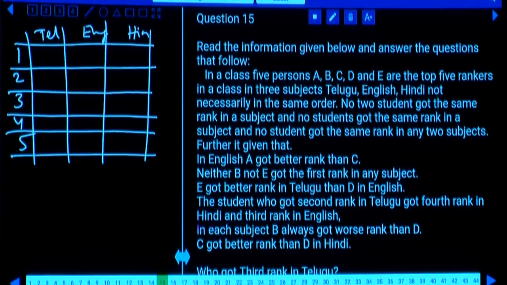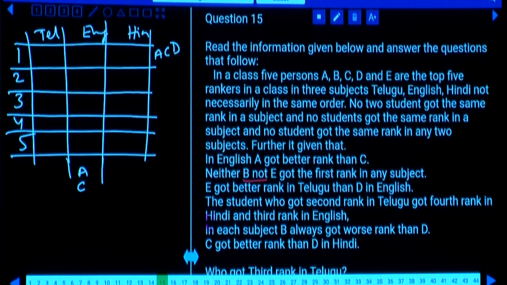In English, A got better rank than C. Can we write like this or not? Now we are talking about English. A is better than C in English. And neither B nor E got the first rank in any subject. Then who are the persons that got the first rank in subject? A, C, D are the 3 persons in any order.